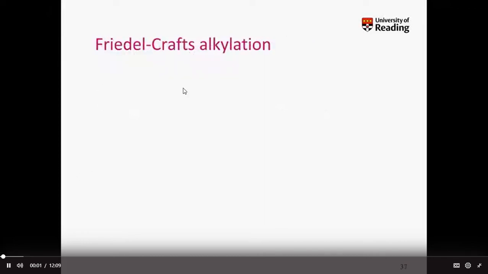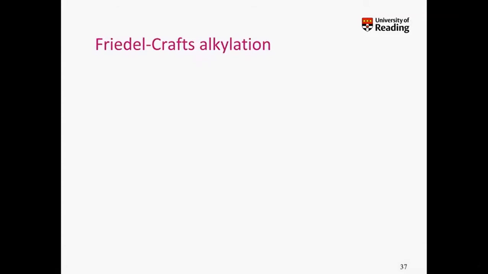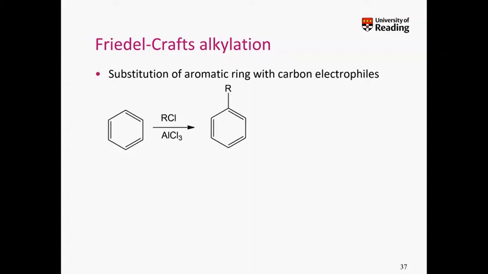Okay, so we're going to do what's called the Friedel-Crafts alkylation. This is the substitution of an aromatic ring with carbon electrophiles. What we're going to do is take our benzene ring and add an R group to it. It doesn't matter what we're adding, just any old R group, but it is an sp3 hybridized carbon that we're adding. We'll see an example later on where we're adding an acyl group, which is slightly different.